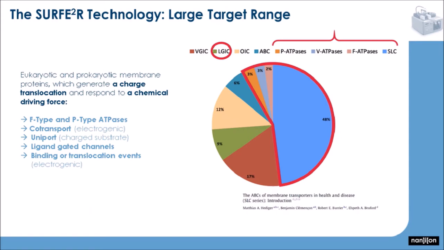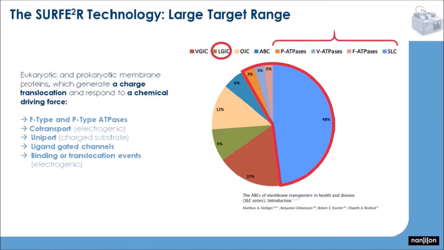Solid supported membrane based electrophysiology has a broad target range. Generally speaking, you can use it for any eukaryotic and prokaryotic membrane proteins which generate a charge translocation and respond to a chemical driving force. More concretely, these are, for example, F-type and P-type ATPases, electrogenic cotransporters, uniporters if the substrate is charged, ligand-gated channels, but also electrogenic binding and translocation events.